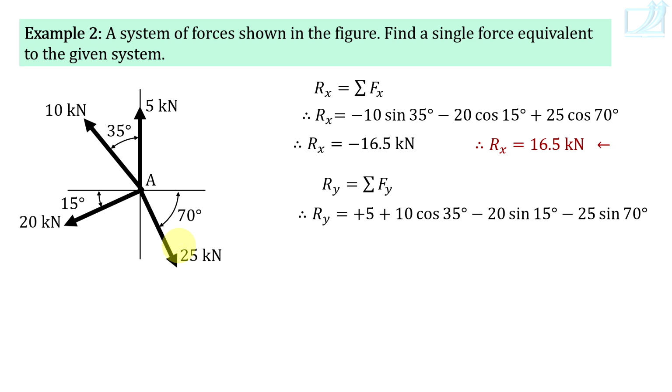25 sine 70. Remember, if you are using angle with x-axis, then x component is cos and y component is sine. If you are using angle with y-axis, then x component is sine and y component is cos. Check 10 kilonewton force, x component is sine and y component is cos. Okay, now complete the calculations and get the answer. So here Ry is minus 15.48 kilonewton. What does that mean? Ry is 15.48 kilonewton downwards.